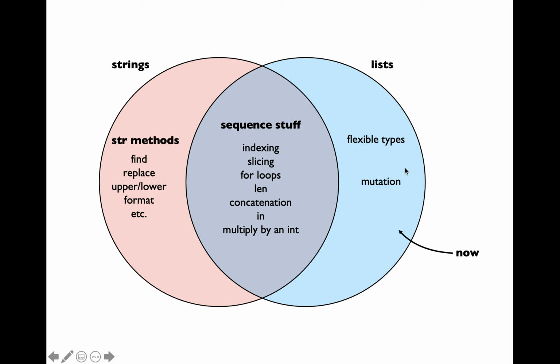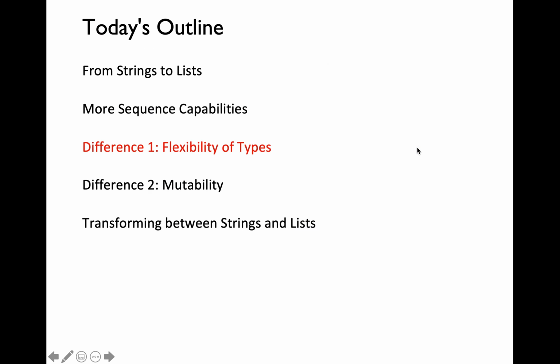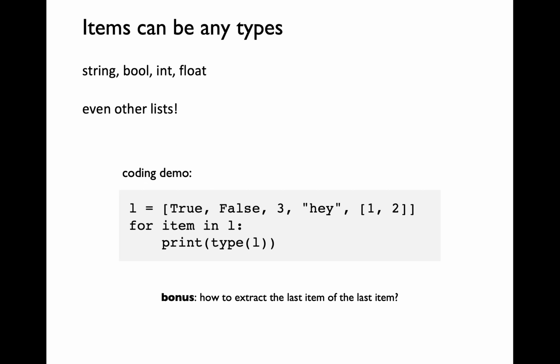Unlike strings, lists are mutable. I'll be defining the term mutability in a couple of slides. Lists provide flexibility in terms of data types that can be stored. Let's understand the flexibility of types within a list using an example. Within a given list, you're allowed to store different types like string, boolean, integer, floating point, or even other lists. Here's an example list which is storing boolean values, an integer item, a string value, and another list.